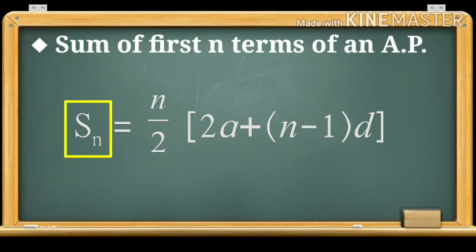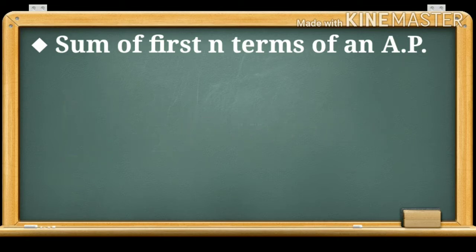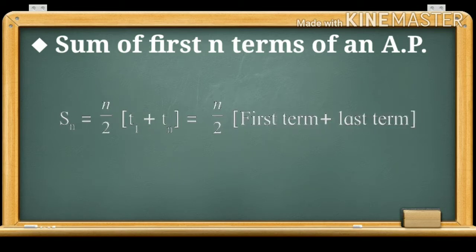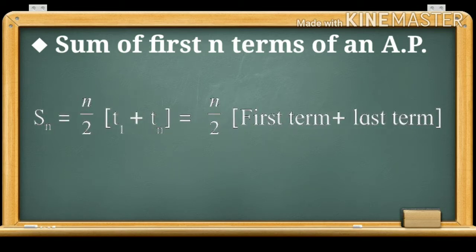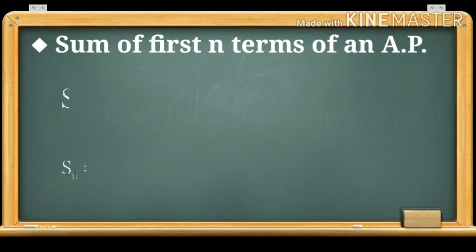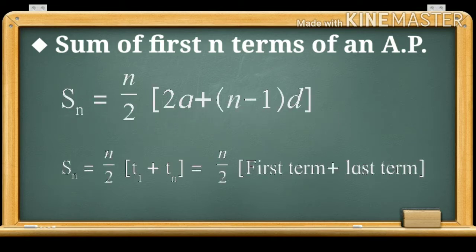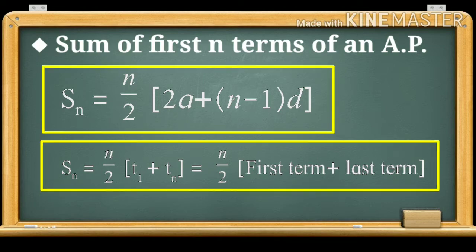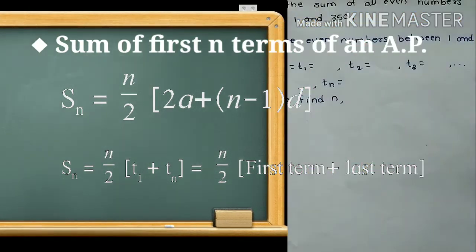Another formula for Sn is Sn equal to n upon 2 into (T1 plus Tn). T1 means first term and Tn means last term. That is Sn equal to n upon 2 into (first term plus last term). Now by using this formula we have to solve some examples in practice set 3.3.